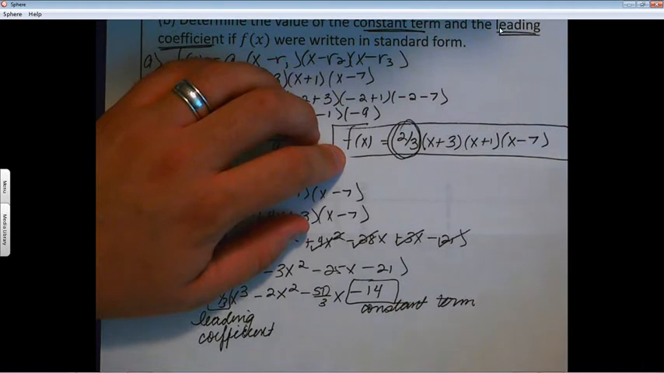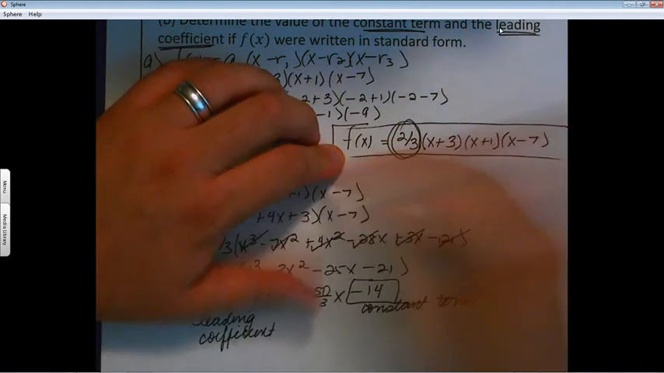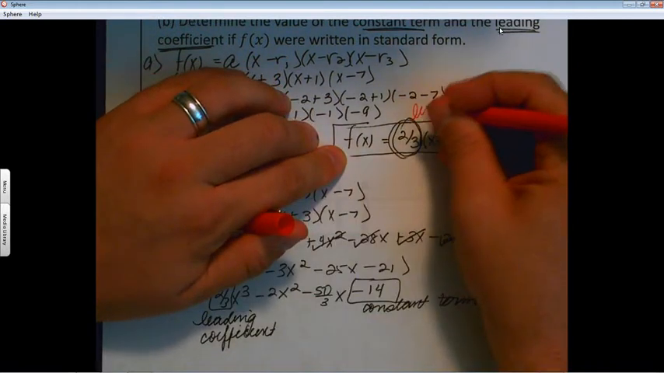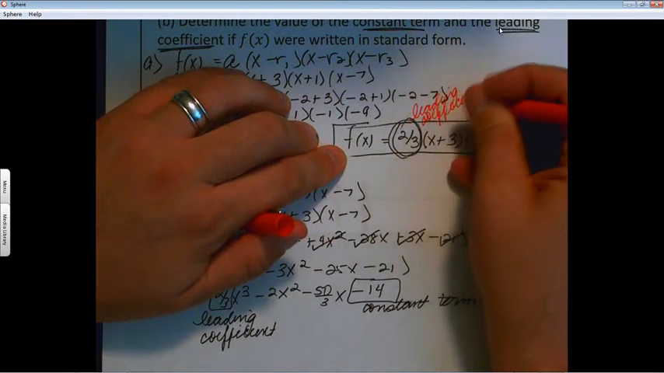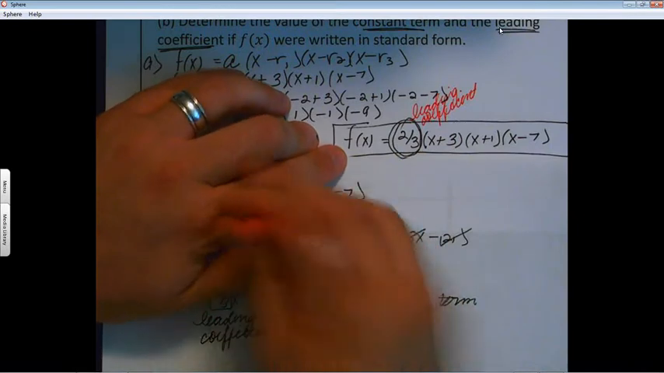Where does the leading coefficient come from? The leading coefficient comes from right here. So the leading coefficient is this 2/3.